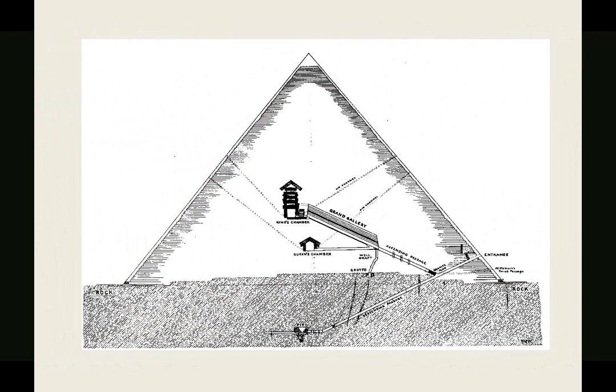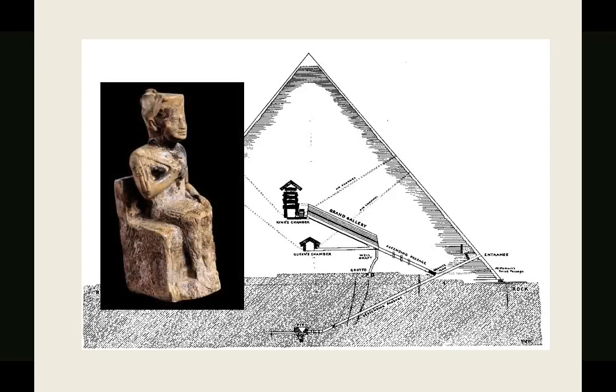All the sides were finished with fine Tura limestone. Everything inside the pyramid was done as much as they cared to. Supposedly Khufu was buried in the pyramid. Nobody knows for sure. Nobody's found him. Nobody's found his grave goods. The only thing they found of Khufu is a statue that's about 2.5 inches tall.